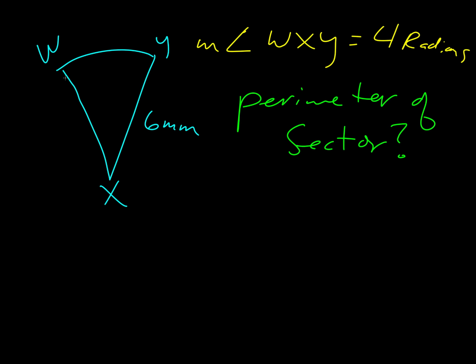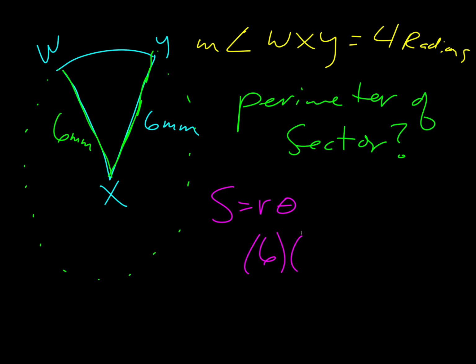So since these green ones that I'm drawing are both radii of a circle. Remember, this is a piece of a circle. It's not a very good circle, but it's a piece of a circle. So this is also a radius, so we know that's also 6 millimeters. So the only thing we need to add these 3 sides is the arc length. So I'm going to say S is equal to R theta. We don't know S, but we know that R is 6, and we know that theta is 4. So S is equal to 24.